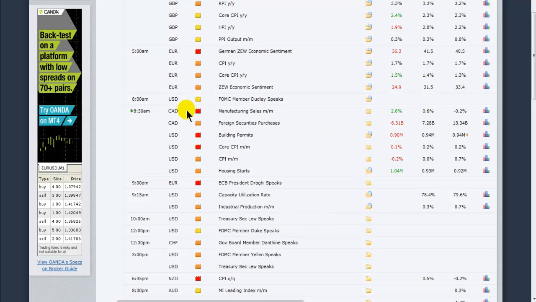Boom. You see? Manufacturing sales, Canada bullish. Foreign security purchase, very bearish. It's red, you see? Very bearish for Canada. Building permits, United States, bearish. That may sometimes have a positive effect on the euro USD, which means the euro will be going up against the dollar. Sometimes the market may interpret it in a different way and say, yes, definitely will affect also the euro negatively, so they start selling. Core CPI also bearish.